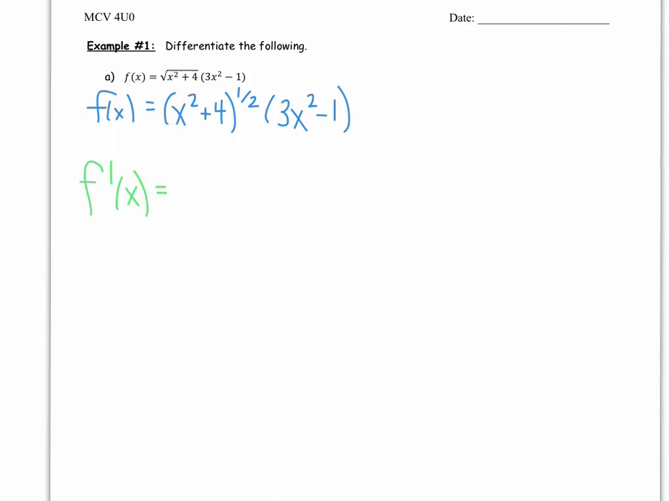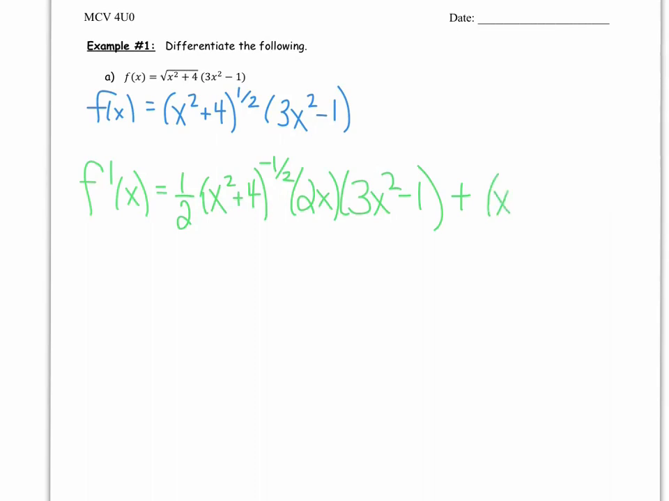So using the product rule, we're going to differentiate the first function first. So we have 1/2 x squared plus 4 to the negative a half. Then we're going to go inside, which the derivative is 2x. Then don't forget, we're going to freeze the second function. And then we're going to add in the product rule. So we're going to keep the first function exactly the way it looks, and then we're going to take the derivative of the second function, which is fairly straightforward, just 6x. Okay, so now we're going to need to use our factoring skills and simplify this.